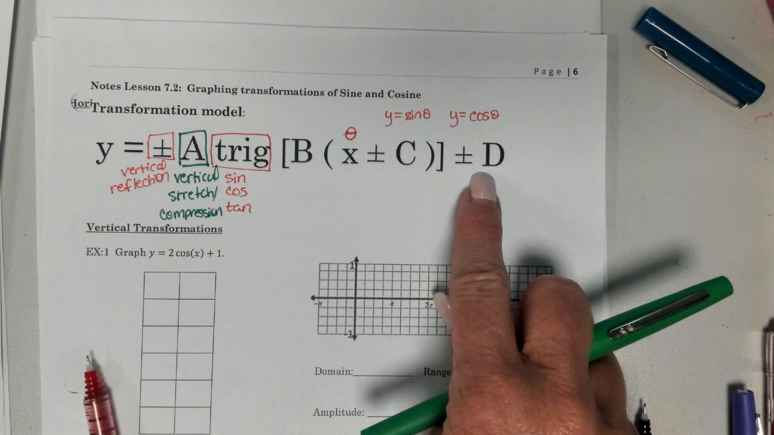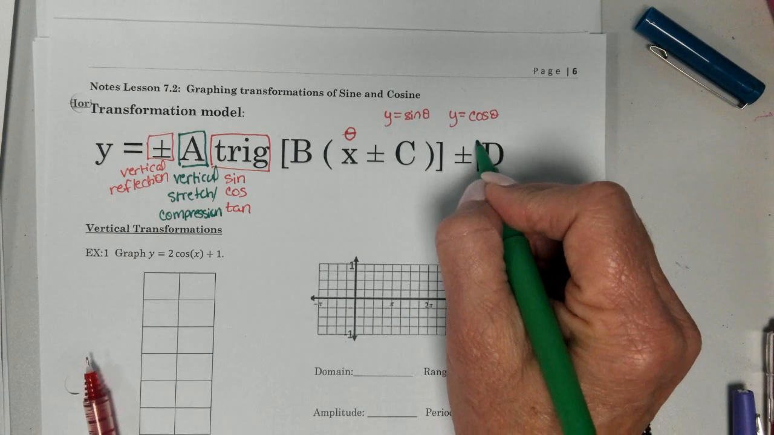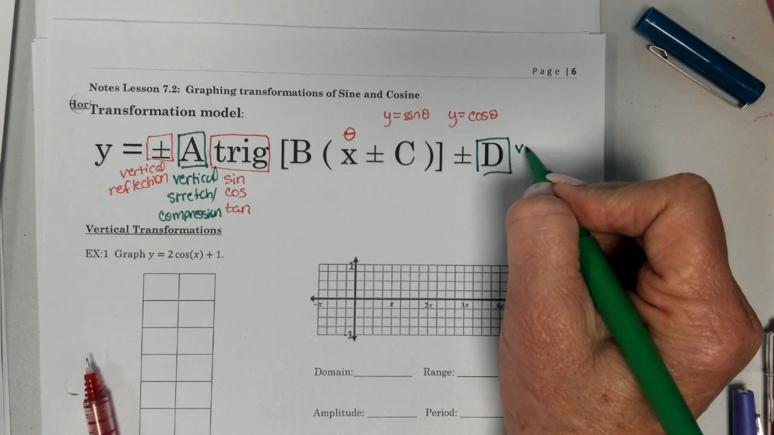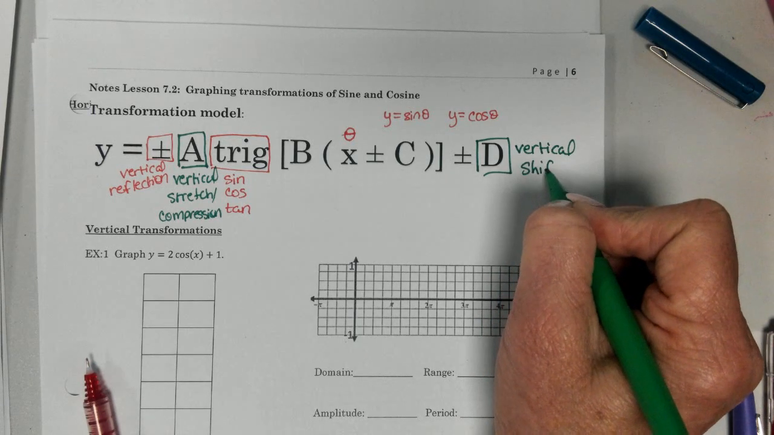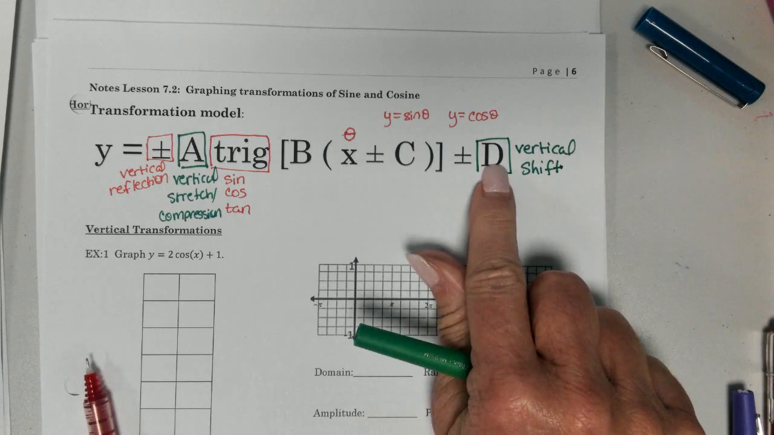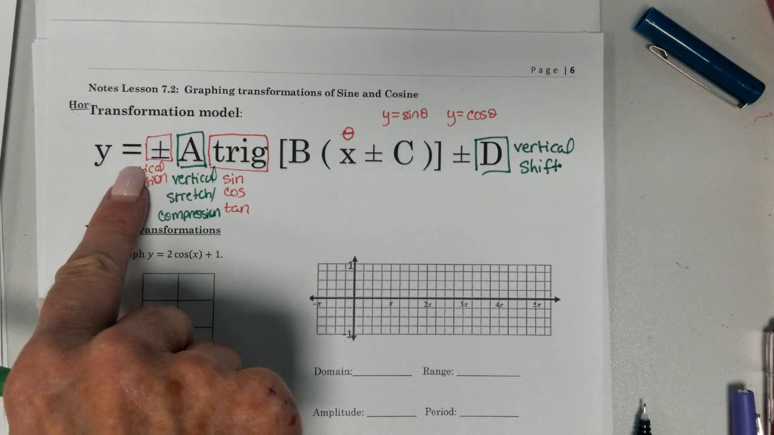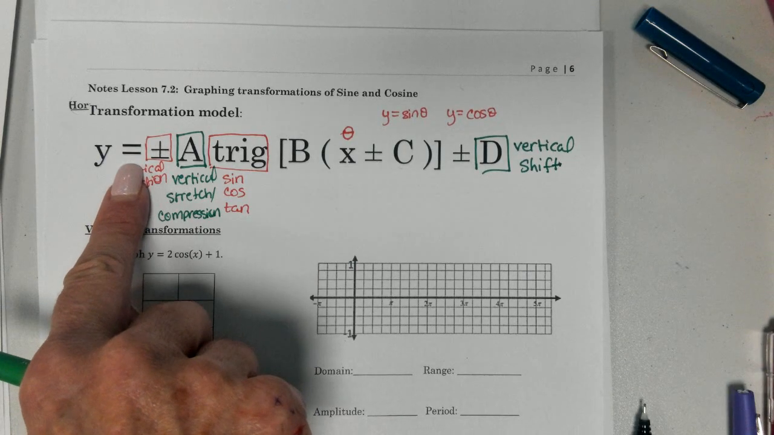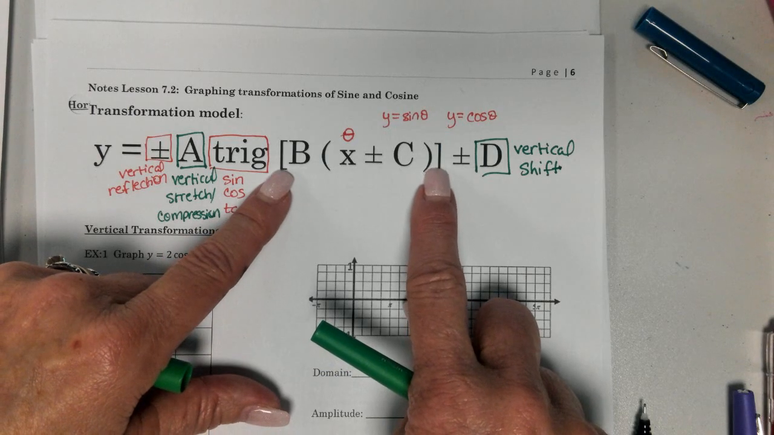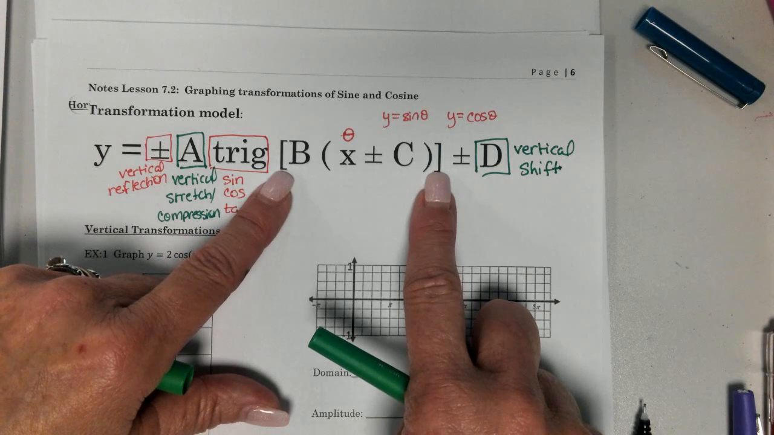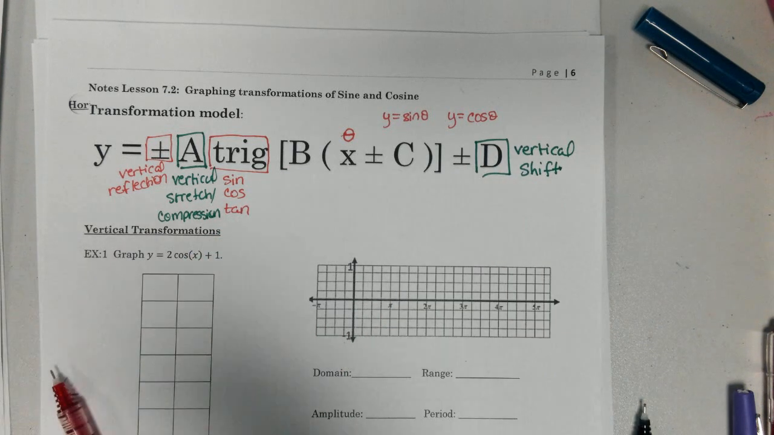This D value out here, plus or minus, is vertical as well, and this one has to do with our vertical shift, whether we move up or down. Now, this value right here sometimes can be written in the very front. But what I want you to notice is that it is not within these grouping symbols. So whether it's in front or at the back, this number out here has to do with your vertical shifting.